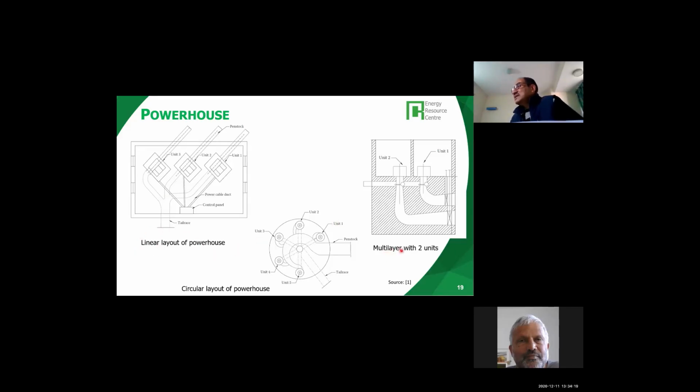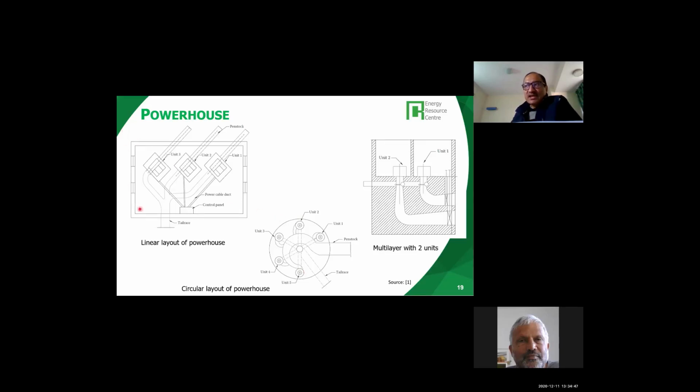Then you have a multi-layer layout, with 2 units where the turbine and generator are in different layers. This is more of a vertical layout of 2 units. You can also have a circular layout, where you have the penstock, then unit 1, unit 2, unit 3, unit 4, unit 5. So these are different arrangements of the turbines, generators and accessories.